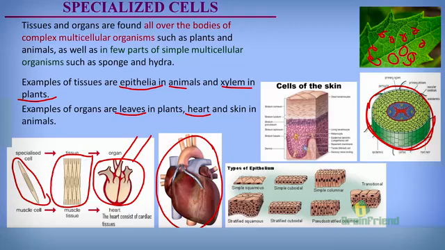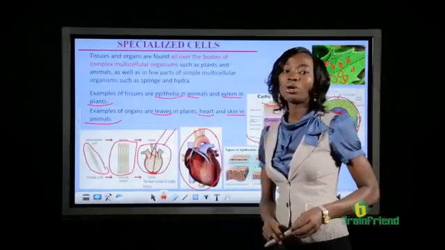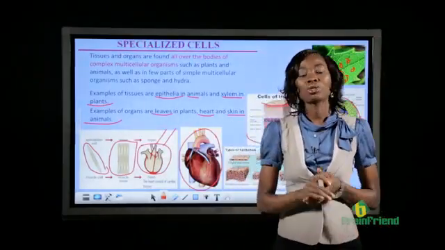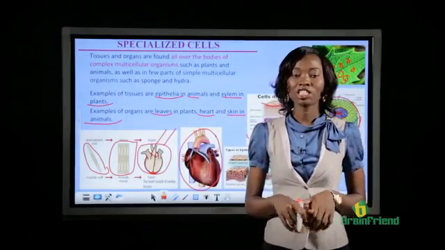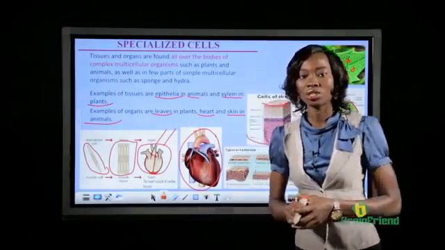Another example of an organ is the skin in animals. The skin in animals, this is the skin. And we are saying it consists of different types of tissues. It consists of surface tissue. It consists of different cells coming together to form various tissues. And when the tissues are put together, they give us an organ. The blood of animals is also an example of a tissue. It is made up of several blood cells.